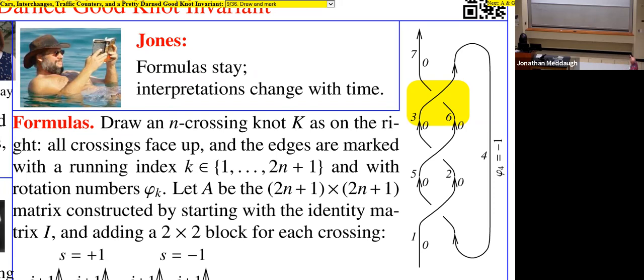The properties here are that all crossings are facing up. So every crossing involves two strands and I want both of them to face up. And of course, not every knot is given that way a priori, but you can always take a crossing and rotate it so that it looks that way, okay?